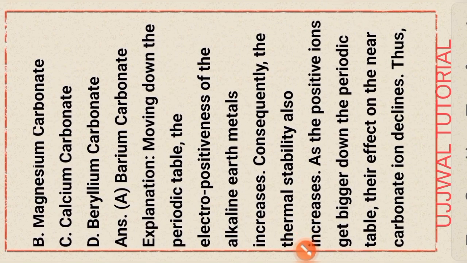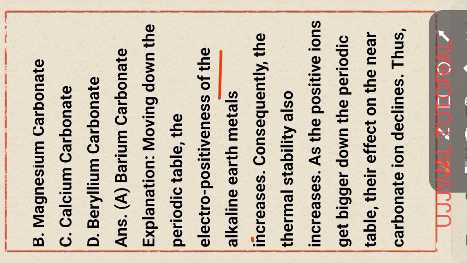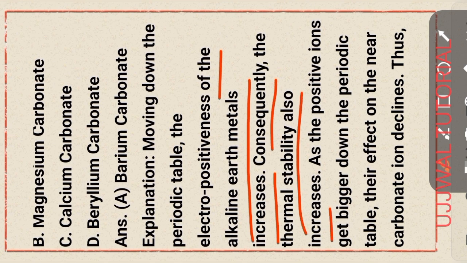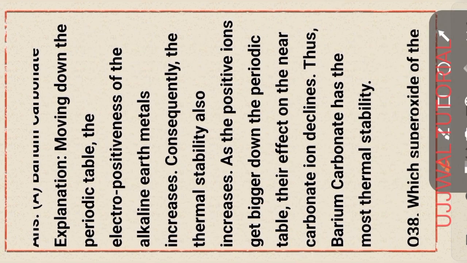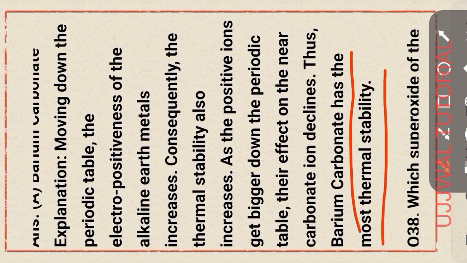Explanation for this part for the reason of the question. Moving down the periodic table, the electropositivity of the alkaline earth metals increases. Correspondingly, the thermal stability also increases. As the positive ions get bigger down the periodic table, their effect on the nearby carbonate ion declines. Thus, barium carbonate has the most thermal stability.